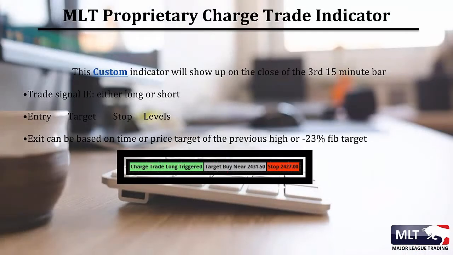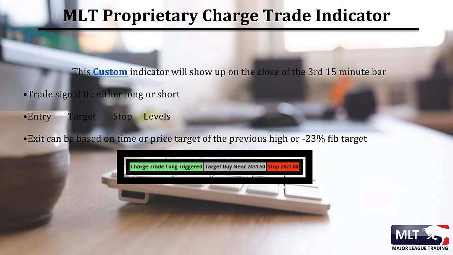The MLT proprietary charge trade indicator is a custom indicator I've created for this. So with automation and everything, competing against computers, black box systems, this is kind of what's considered a gray box system, where not all of the work is done for you. You can't close your eyes, shut off your computer, and just expect the market to make you money. But this is a gray box system, meaning it gives me all of the criteria and lets me know when this trade has set up. It's going to tell me if it's a long or short trade. It's going to tell me my entry level as well as my stop. The exit can be based on time or price.